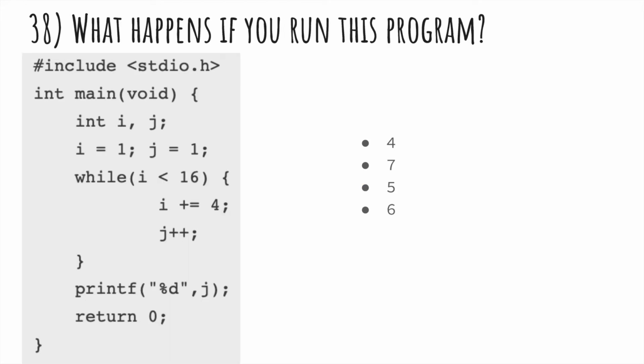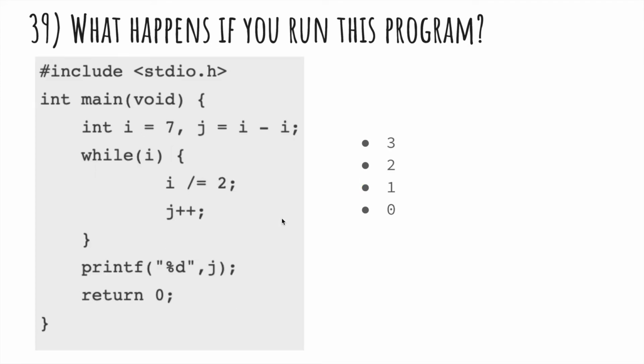In this question, we have i and j both equal to 1. And then, while i is less than 16, we're going to add 4 to i and 1 to j. So i is 5, j is 2, 5 is less than 16, 5 plus 4 is 9, j is 3. 9 is less than 16, 9 plus 4 is 13, 3 plus 1 is 4. 13 is less than 16, add 4 to i, and j is now 5, and since i is greater than 16, we're going to break out, and your answer is going to be 5.